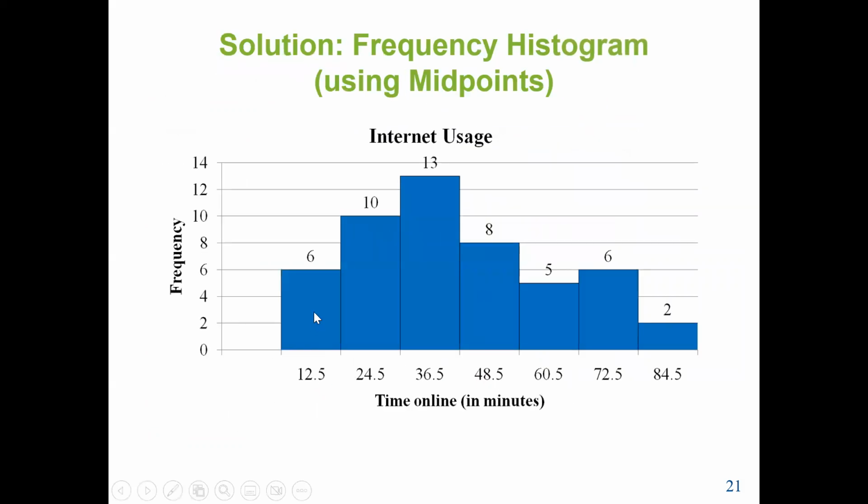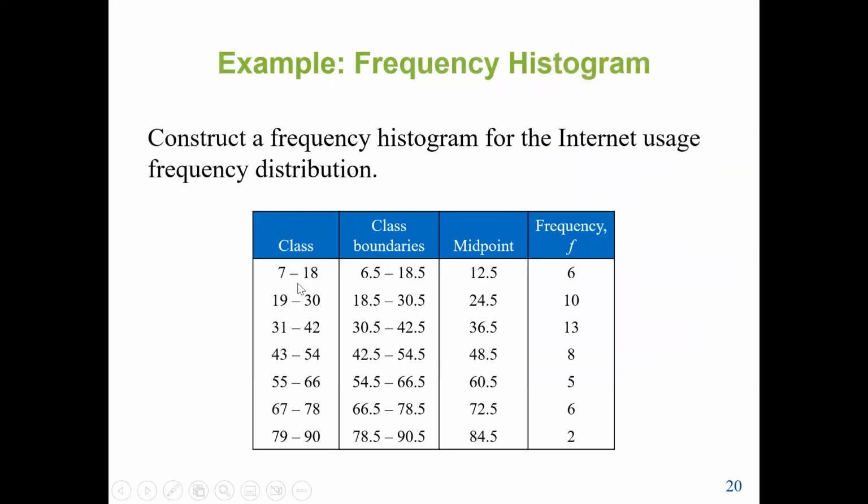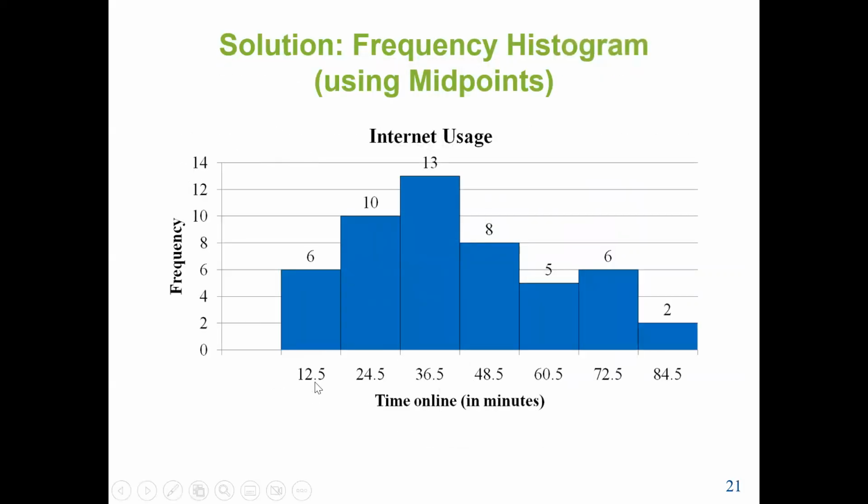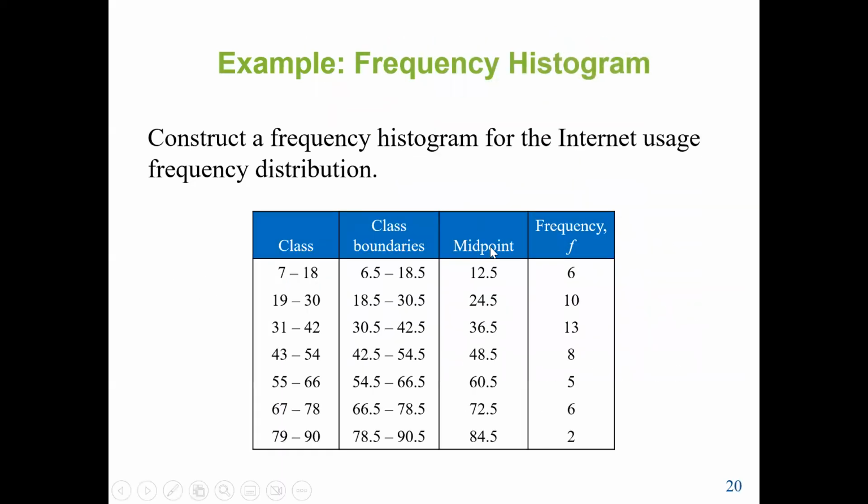So we can see our values, the time online, which is the class interval, first between 7 to 18 minutes, we have 6, 19 to 30, we have 10. Now we want to be at the middle, so we just write 12.5, 24.5, etc. in the middle of each, which is using the class boundary. As we can see here, the midpoint. So we have the class boundary, the midpoint to be at the middle of each class, 12.5, 24.5, etc.